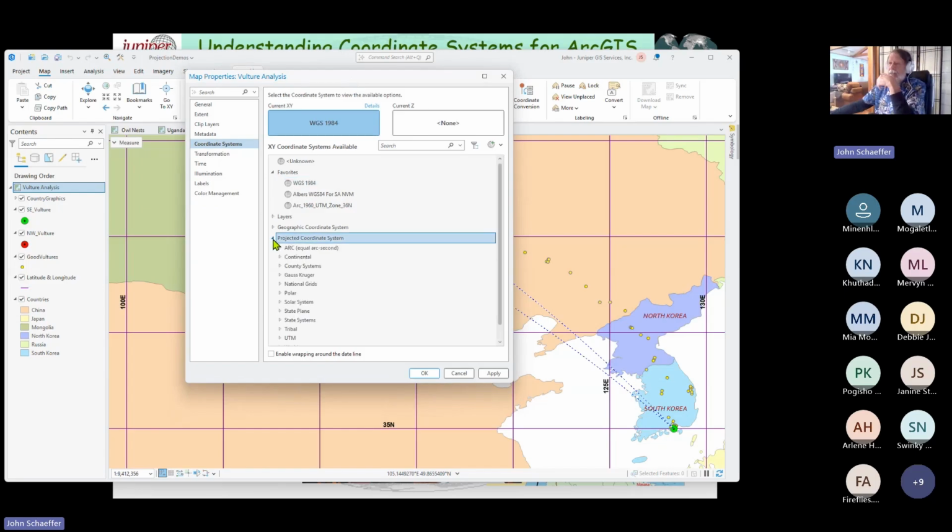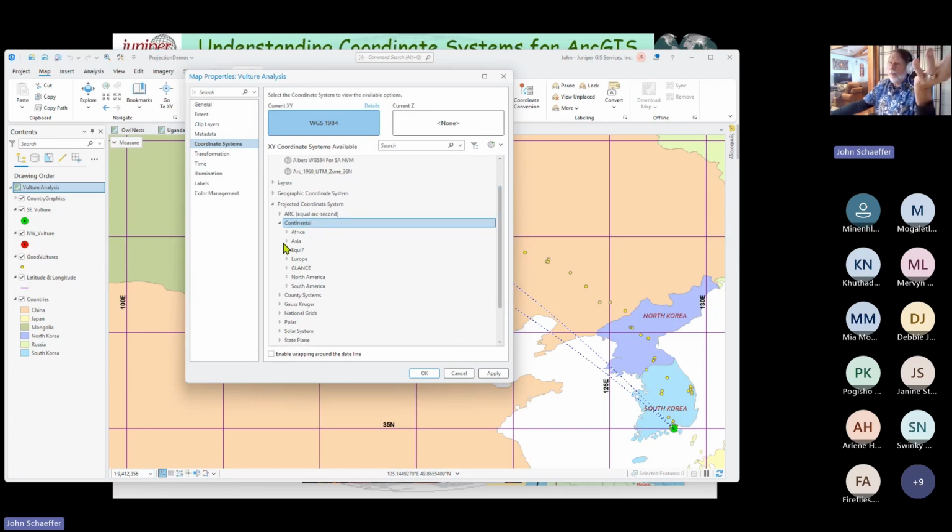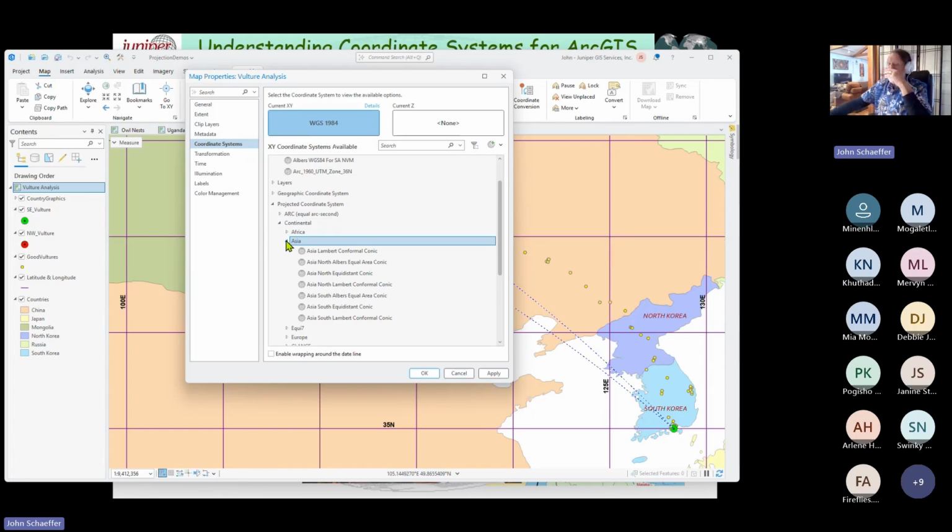Okay. But I want to pick a projected coordinate system. So I'm going to go projected, continental. Now I'm just making good guesses. You know, okay, continental makes sense. Well, definitely Asia makes sense. Let's see what our choice is. Asia Lambert conformal. Yeah. Asia North. Well, that's good, but it's equal area. Asia North equidistant. Oh, we're working with distance. So this is obviously the one I want to start with. So I'll click and I'll say OK.